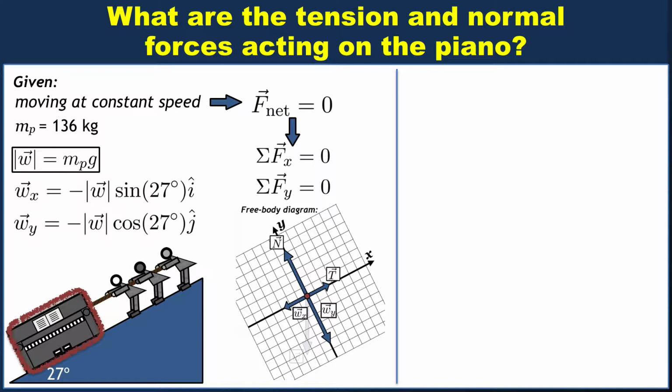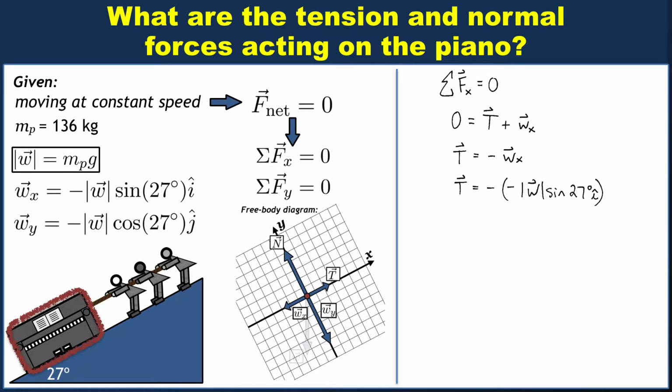Let me show you. Let's start with the x statement. The sum of the forces in the x direction is zero. Well, looking at the free body diagram, you can see there are two forces in the x direction, wx and the tension. So it must be the case that 0 equals the vector sum of the tension plus wx. This can be easily solved for the tension force, which is just negative wx. And conveniently, we have an expression for wx over there on the left. So the tension must equal negative that expression.